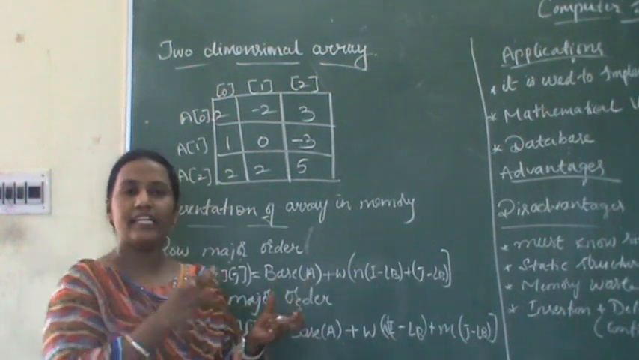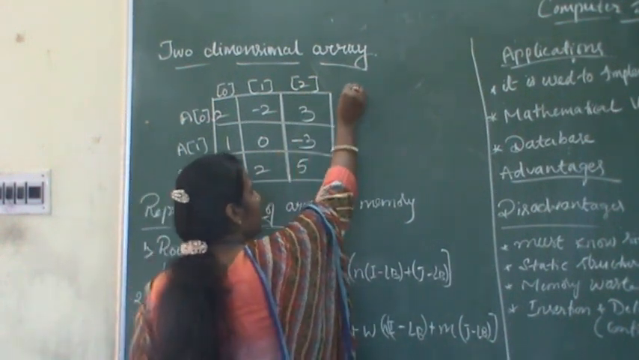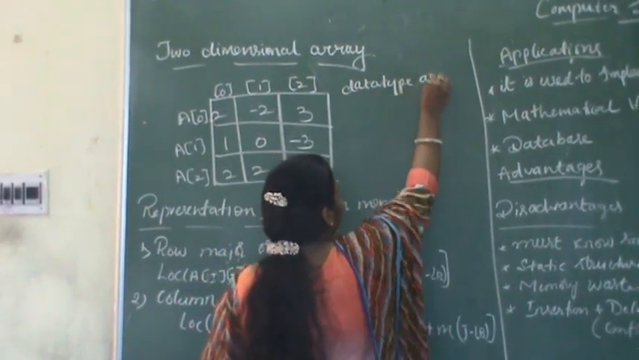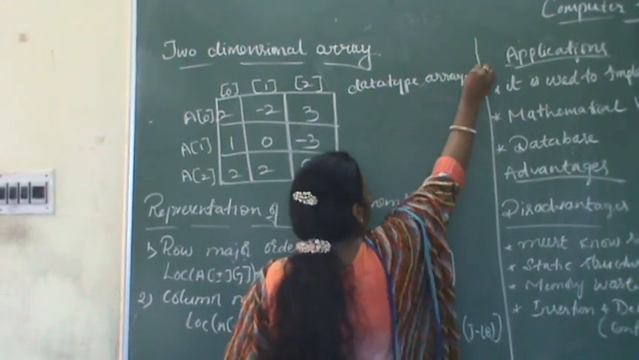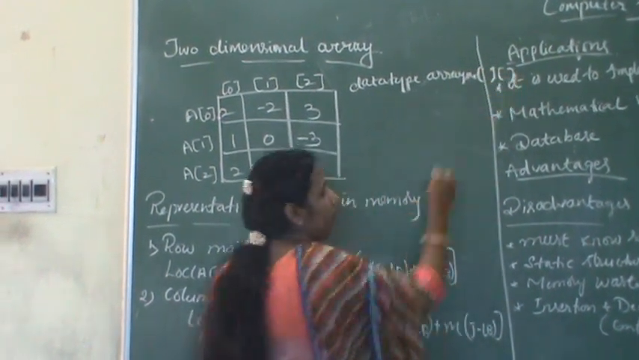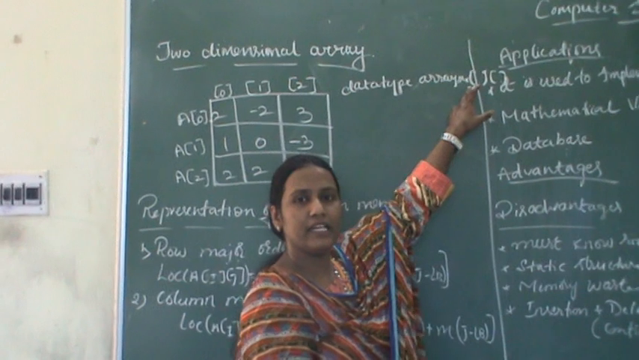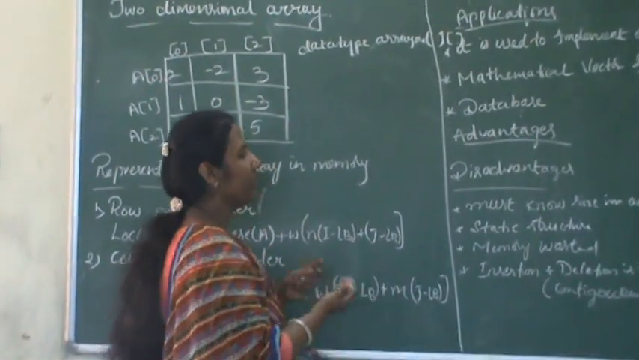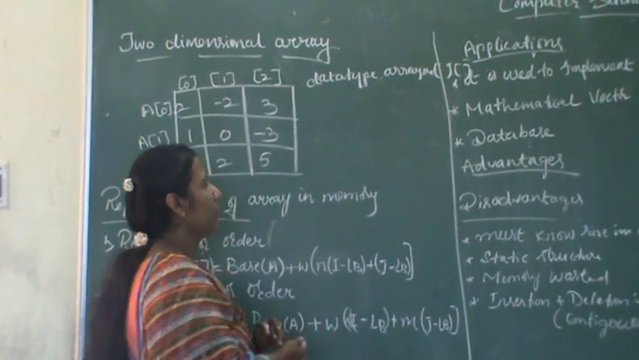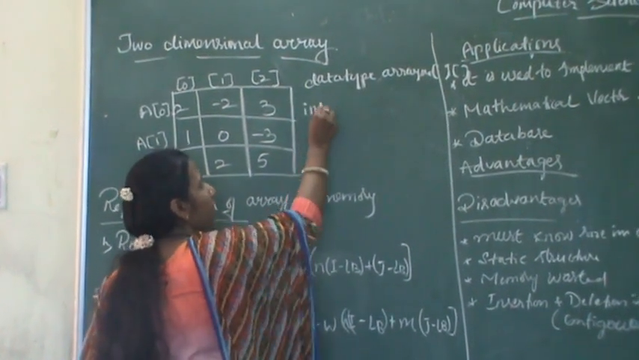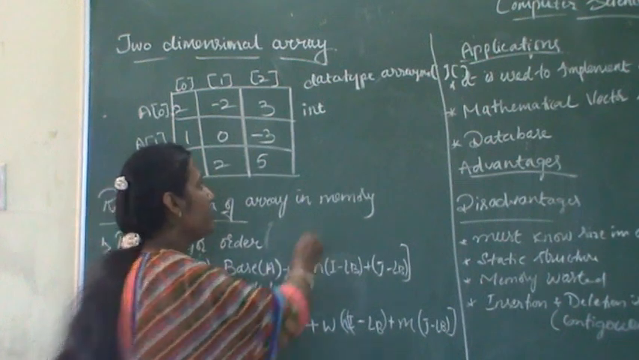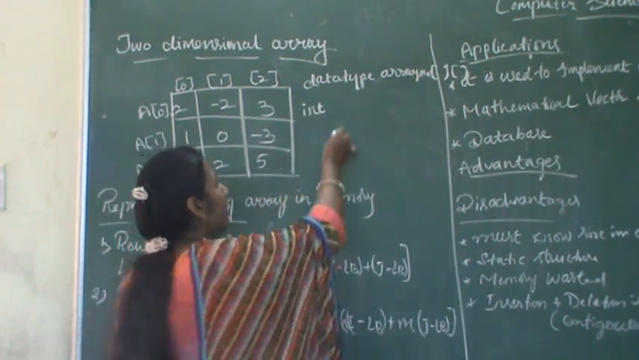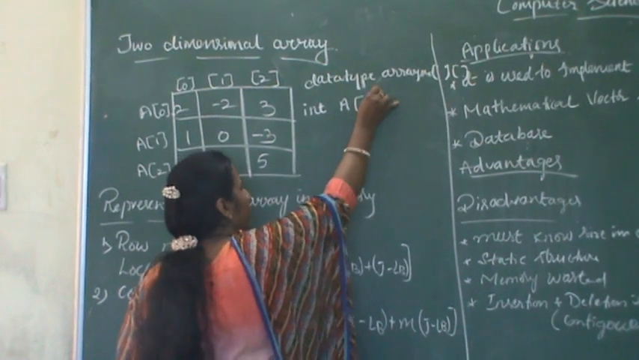Okay, so the declaration of a two-dimensional array will be: the data type, then the array name, and the size. Here, the first subscript indicates the row and the second subscript indicates the column elements. If we are storing integer elements, we use the data type int, then the array name. I'll give any name.